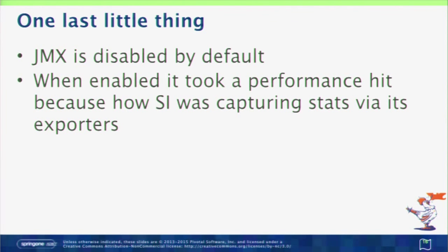So in one of the efforts that came out in the latest Spring Integration, they've come out with an optimized exporter, so the JMX impact is minimized. But there's still somewhat of a small impact, okay? So I just wanted to share that with you. Are there any questions on just throughput? Okay, David?